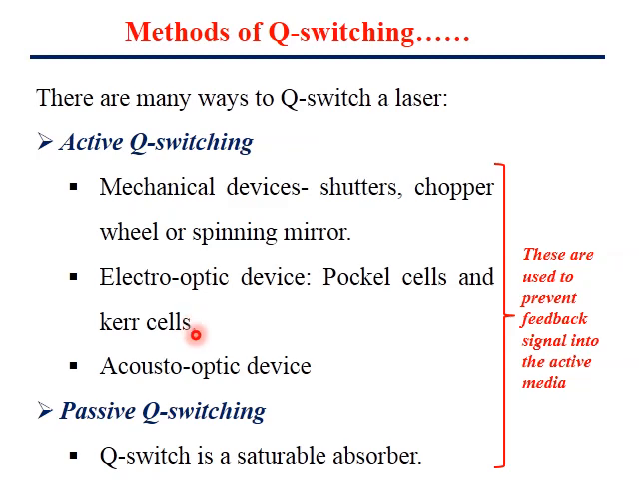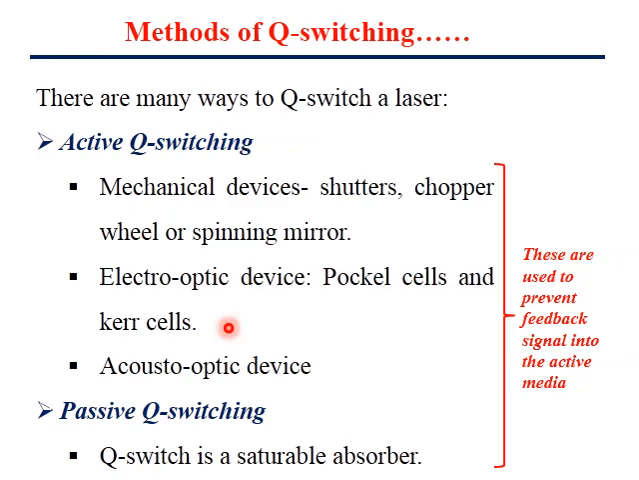These are actually very frequently used, especially in Q switched Nd:YAG lasers. So these Pockels cells are used. And thirdly, we have the acousto-optic device. So these three are the main ways in which active Q switching is obtained.